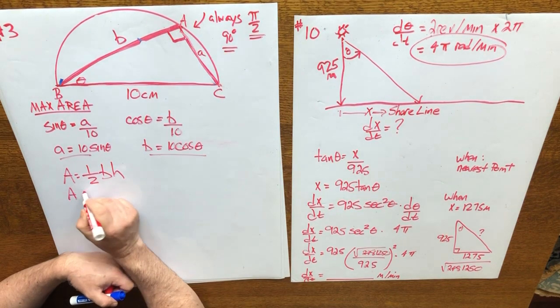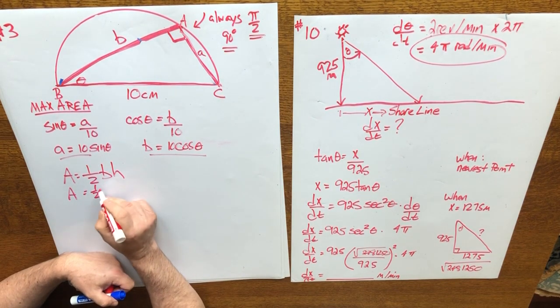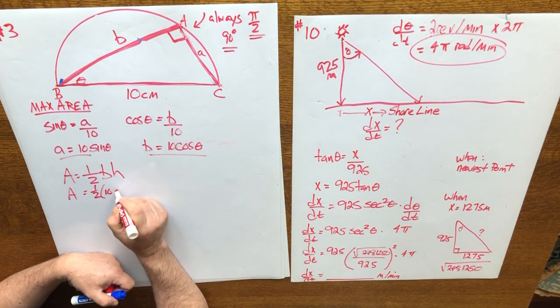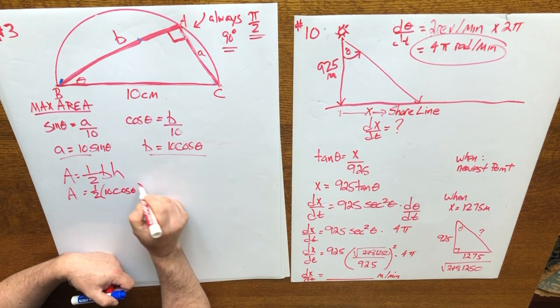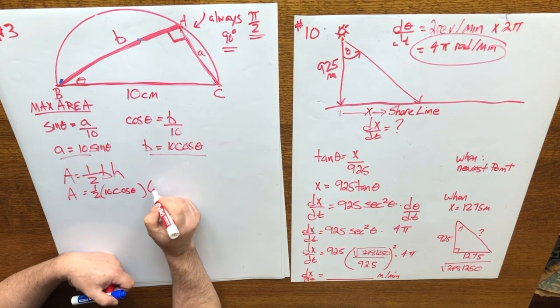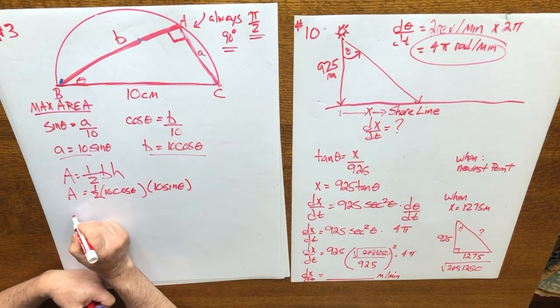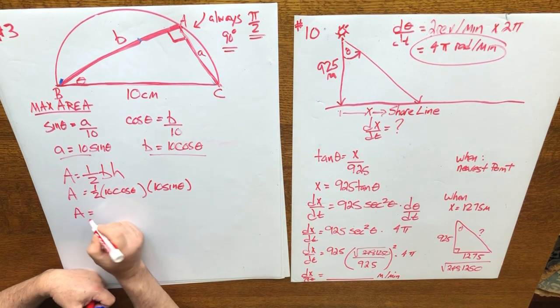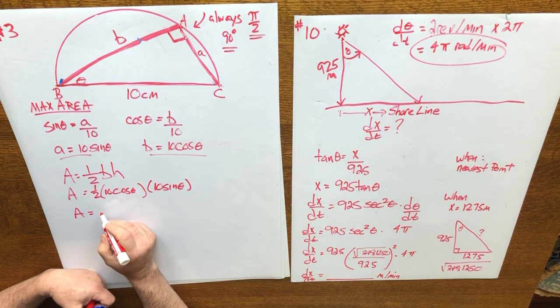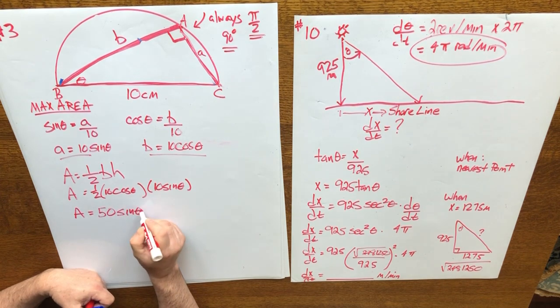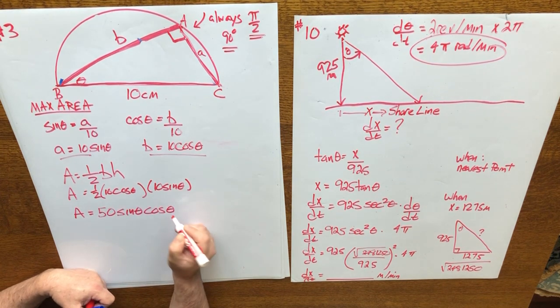So we've got A equals 1/2 of B. I guess we could use this one as the base, 10 cos theta, times the height, 10 sine theta. Those ones are interchangeable. As you multiply that out, you get A is equal to 50 sine theta cos theta.